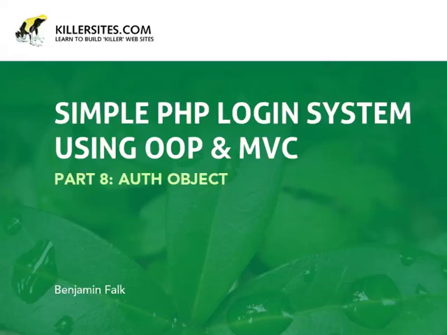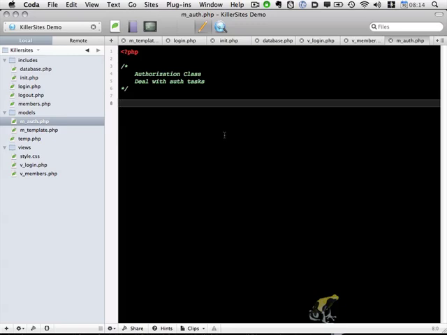Welcome to part 8. Now basically all that's left is to build out our controllers and build out our authorization object. So I'm going to work on the authorization object next. We want this object to contain functions related to authorization. Basically login, logging out, checking if a person is logged in. So that's what I'm going to start working on.